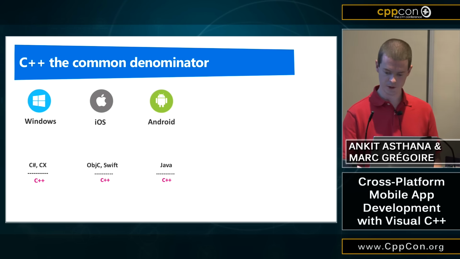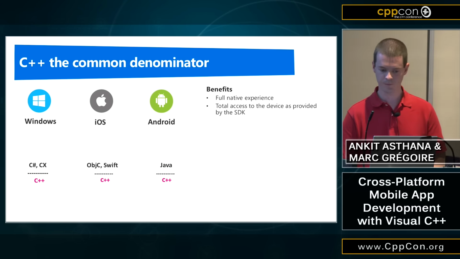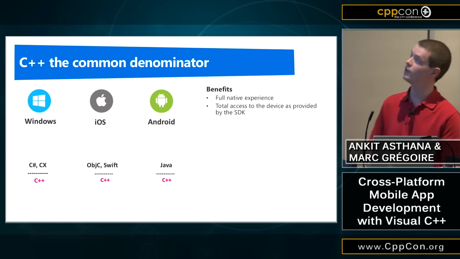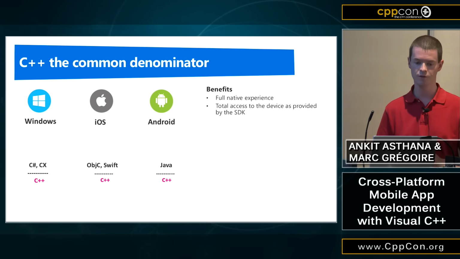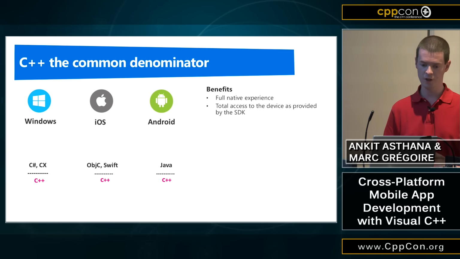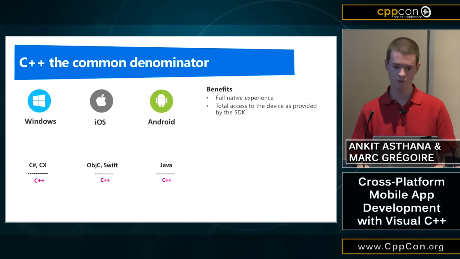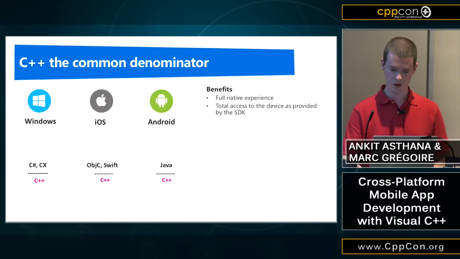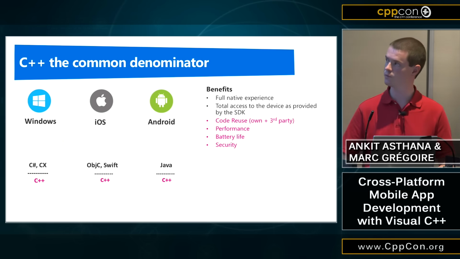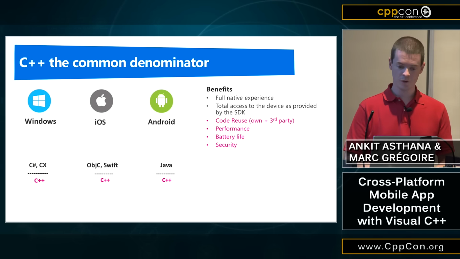And by using C++, what are the benefits? You still have the full native experience like you do if you would develop in the platform-specific language like C#, C++/CX, and so on. And you still have total access to the device as long as the SDK allows it. But there are lots of extra benefits by switching to C++. The first one is code reuse.